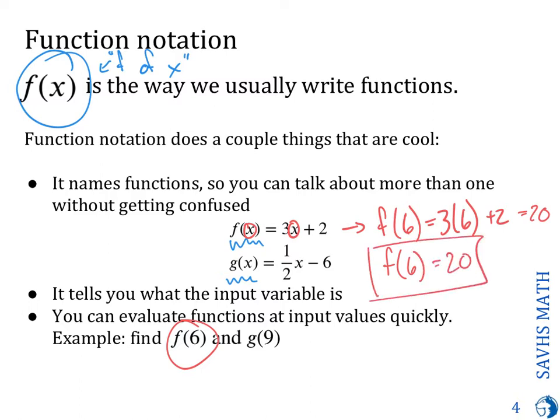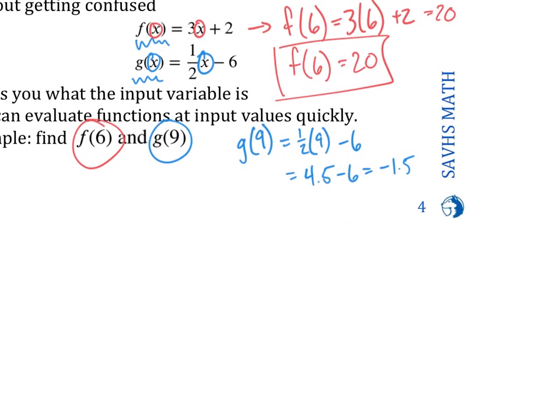I'm going to do the exact same thing with g. This says evaluate what g of 9 is. So I'm going to put 9 in where I see x's. So g of 9 is 1/2 times 9 minus 6. So 1/2 of 9 is 4.5. So 4.5 minus 6 is negative 1.5. So then g of 9 is negative 1.5.